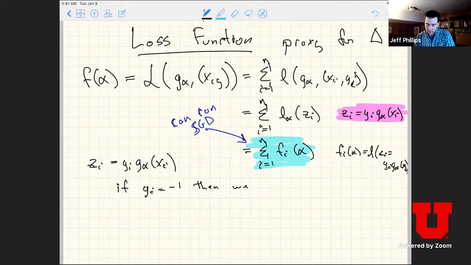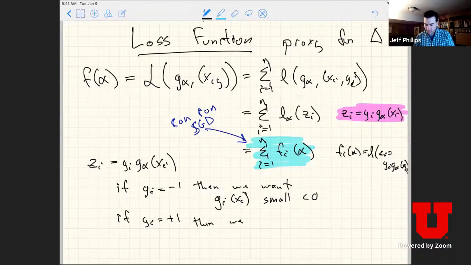we want g of alpha xi to be small, right? Well, in fact, we want it to be less than 0. We want it to be negative, right? And if yi equals +1, then we want g of alpha xi to be large and in fact greater than 0, right? So this is what we wanted.